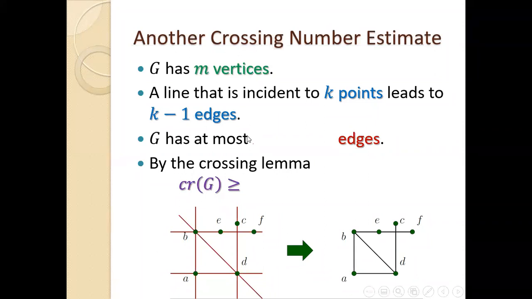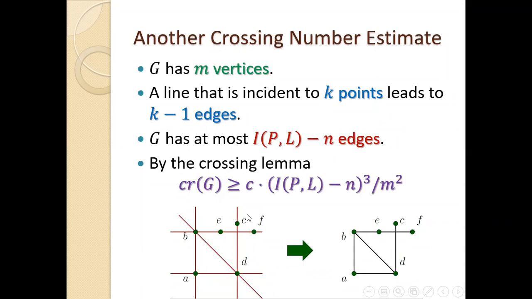So if we sum this up over all the lines, we get that the number of edges in the graph is the number of incidences. This is a formal way of writing the number of incidences between P and L, the number of incidences between the points of P and the lines of L. It's just that each line contributes its number of incidences minus 1. You sum the number of incidences on all lines, you get the total number of incidences, minus 1 for each line. Doesn't matter. You know what? Even if you didn't follow this, it doesn't matter. The important thing is the crossing number is at least the number of edges cubed, which has the number of incidences in it, divided by the number of vertices squared.